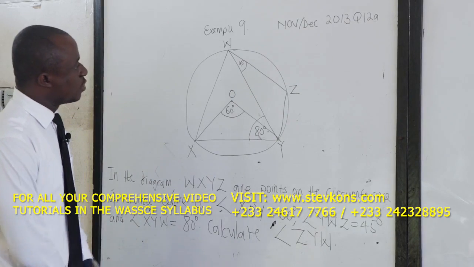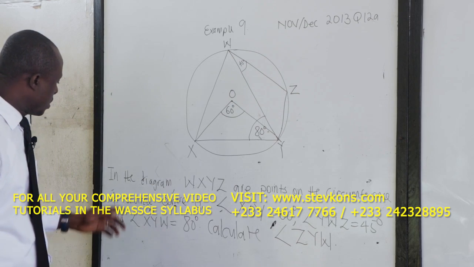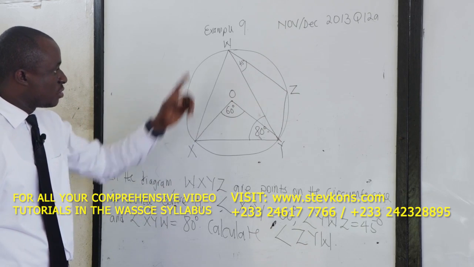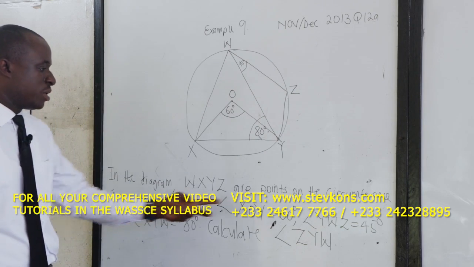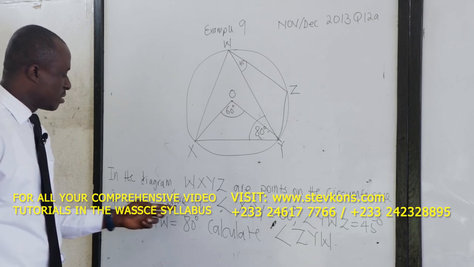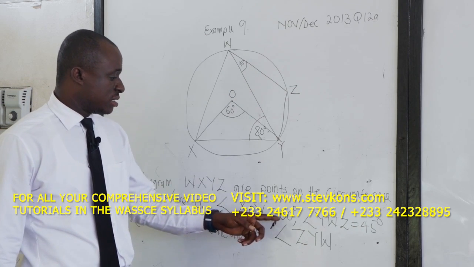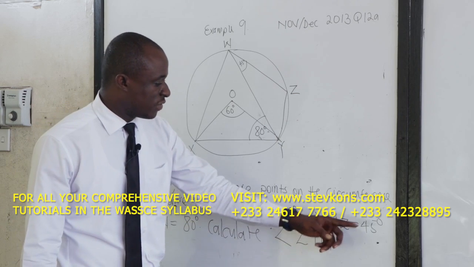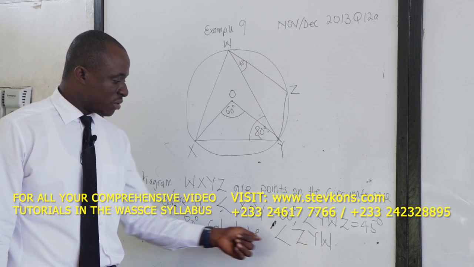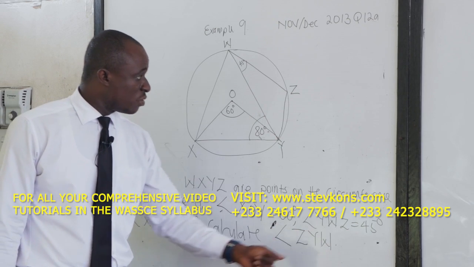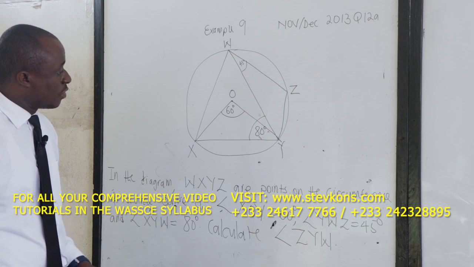Now that's NOVDEC 2013. Question number 12A. You have been told that in the diagram WXYZ are points on the circumference of a circle center O. Angle XOY is 60 degrees, YWZ 45 degrees, and then XYW is 80, which calculate ZYW. We want to find the angle over here.